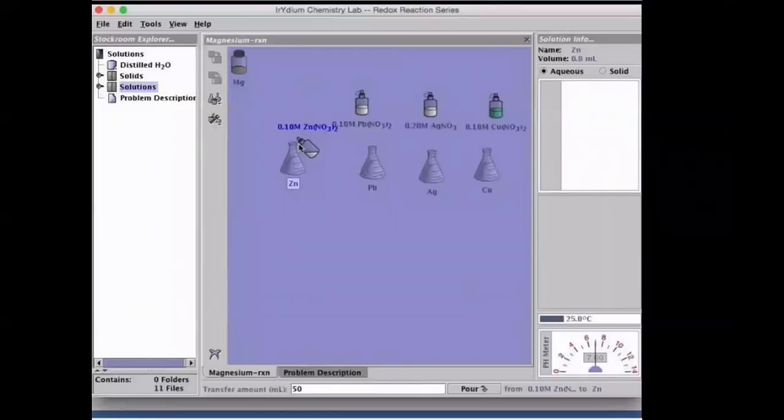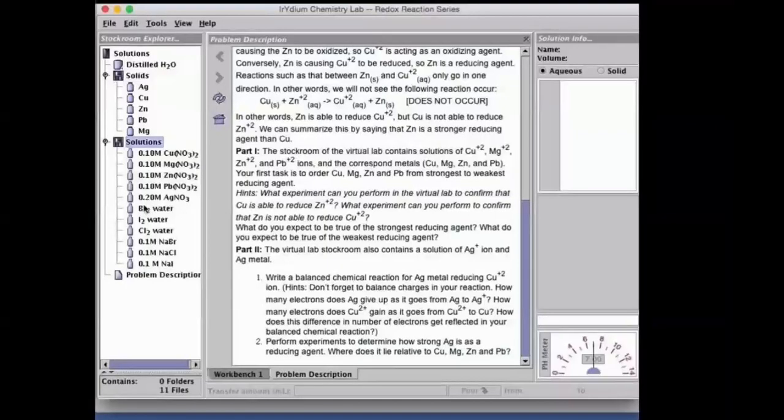Okay, so now we have to choose from the stockroom explorer. Magnesium we shall choose. Then we have 1 molar copper nitrate, 0.1 molar zinc nitrate solution, each contained in a glass bottle, 0.1 molar lead nitrate, 0.2 molar silver nitrate. And then click on the glassware menu and 4 flasks we shall obtain.